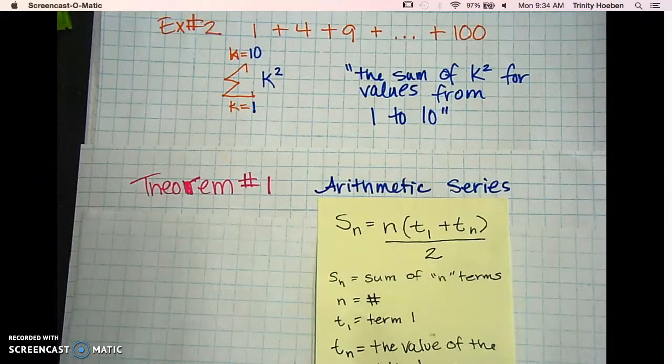Okay, so the S sub n is just going to be the sum of the nth amount of terms. So n is just going to be the number, right? T1 is going to be term 1, or whatever the value of the first term is. And then T sub n is going to be the value of that nth term.